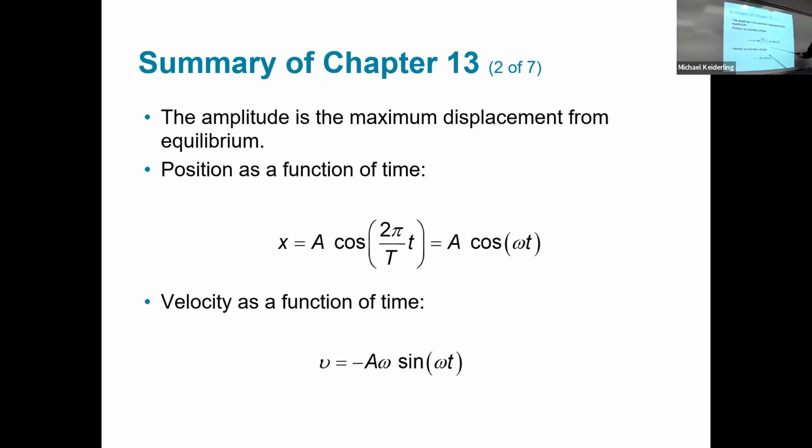That means velocity as a function of time, if you take the derivative of this, is minus A omega sine omega t. And acceleration as a function of time is minus A omega squared cosine omega t. And that's how you can figure out omega, because mass times acceleration equals minus spring constant times position.